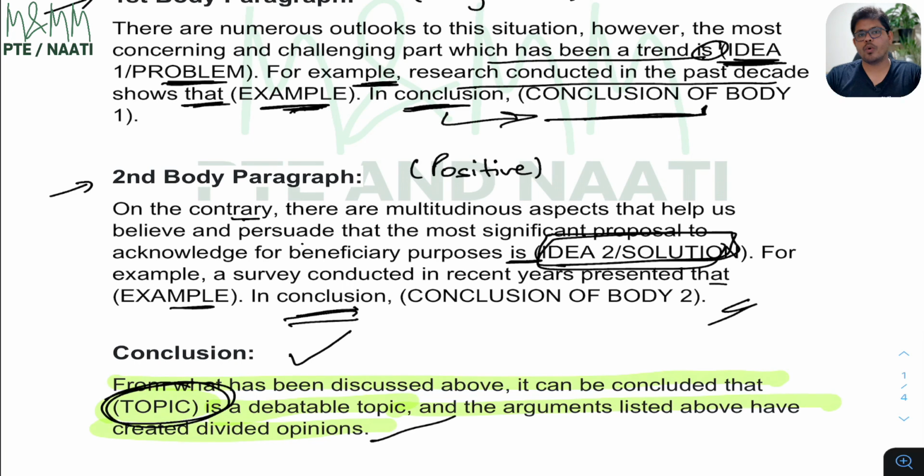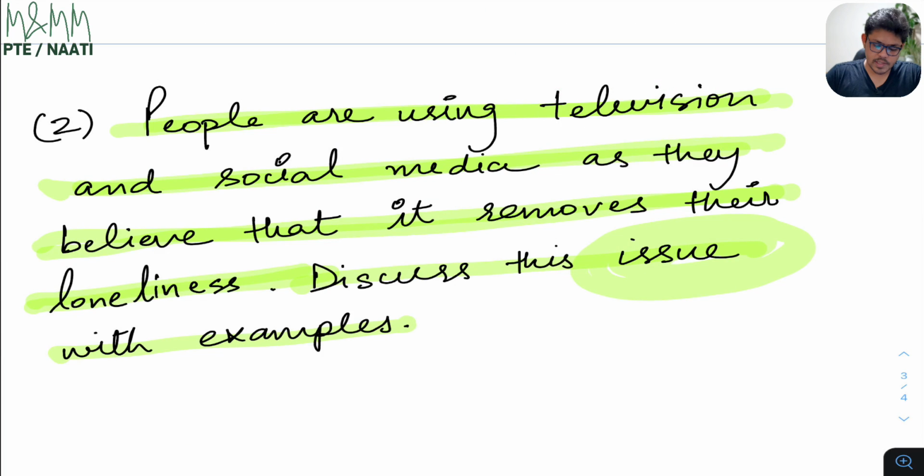Now, let us see what to do if there is a problem solution essay. Okay. All right. So this is my problem solution essay. People are using television and social media as they believe that it removes their loneliness. Discuss this issue with examples. So issue, the word issue itself says that there is a problem. We need to discuss the problem, and obviously we need to discuss the solution as well.